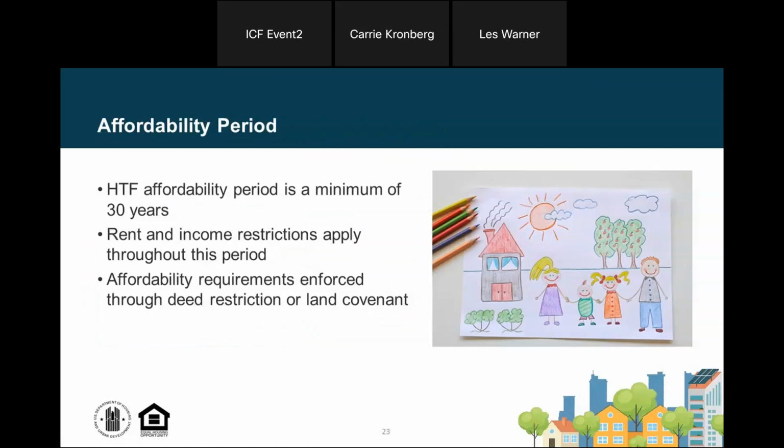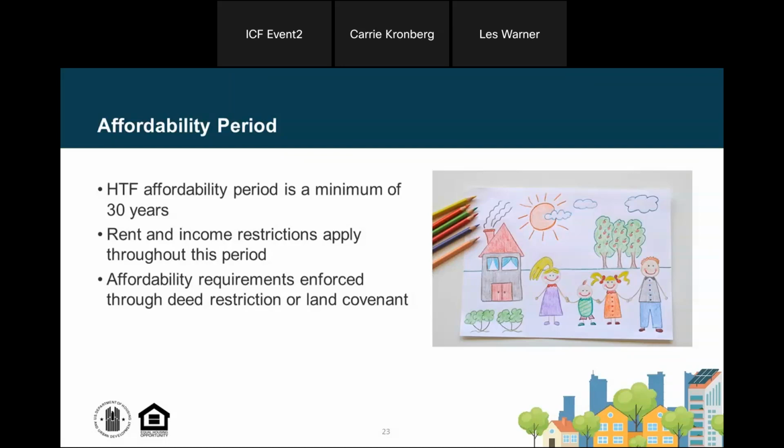And so we've mentioned the affordability period in place. It would be enforced through a deed restriction or land covenant, and the rent and income restrictions will apply throughout that period. And just again, the fact that the maximum rents that are set by HUD on an annual basis set the maximum, including the rent that is paid by that tenant, but also any tenant paid utilities that would be part of that project.